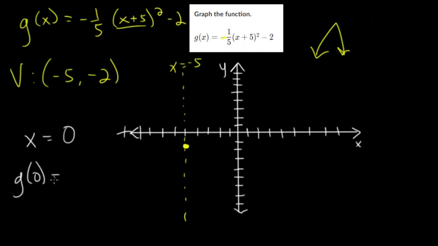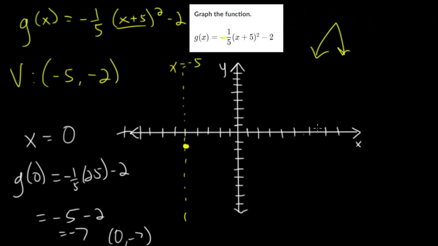So let's put in 0 here. You get g of 0, which is minus a fifth times 5 squared, which is 25. So minus 1/5 times 25 minus 2. Now 25 divided by 5 is 5. So you get minus 5 for this, minus 2, which is negative 7. So it goes through at (0, -7). And let me go back to that yellow. So minus 7, so 2, 3, 4, 5, 6, 7. So right here.